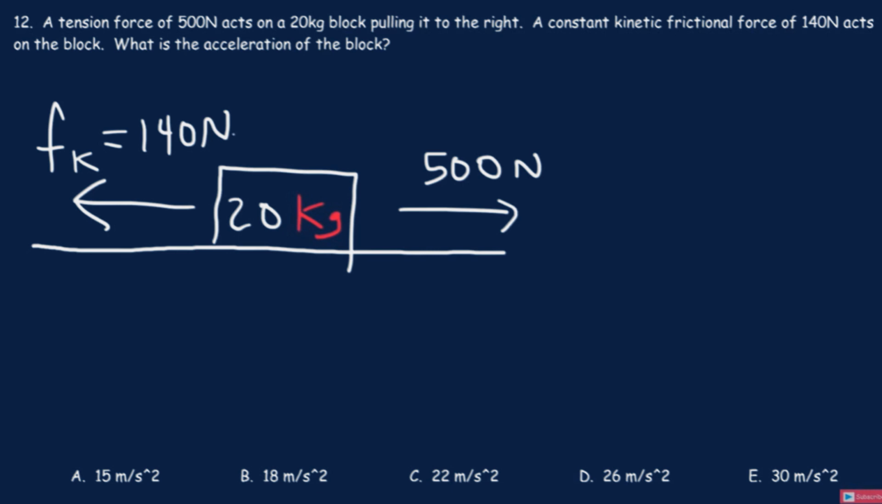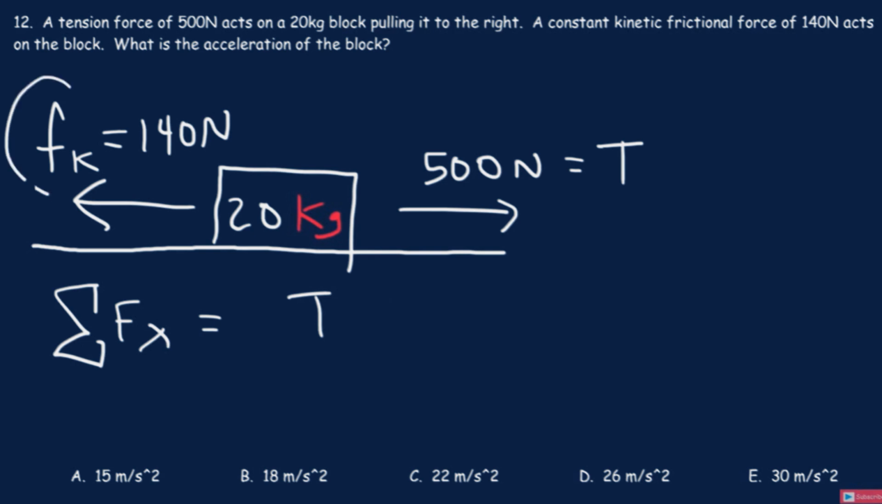So how can we calculate the acceleration of the block? First, we need to write an expression for the net force acting in the x direction. Now there are two forces. We have an applied force F, or we can call it the tension force, and that force is positive because it is pointing in the positive direction. And then Fk, which is negative because it is pointed in the negative x direction.